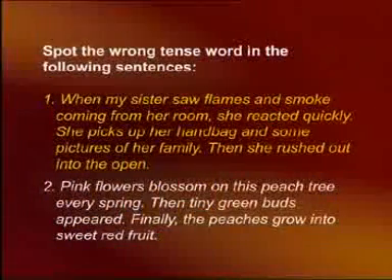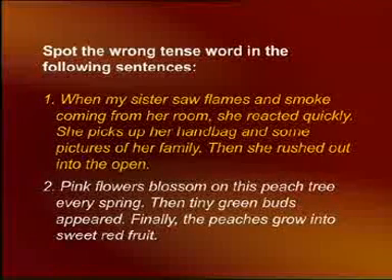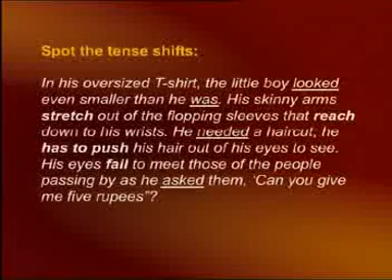Now, which tense word is wrong? You've got the word blossom, and then you've got the word appeared. And it is the word appeared that is wrong. It should have been, then tiny green buds appear. Now, this is a longer passage, some more practice for you to spot the tense shifts.